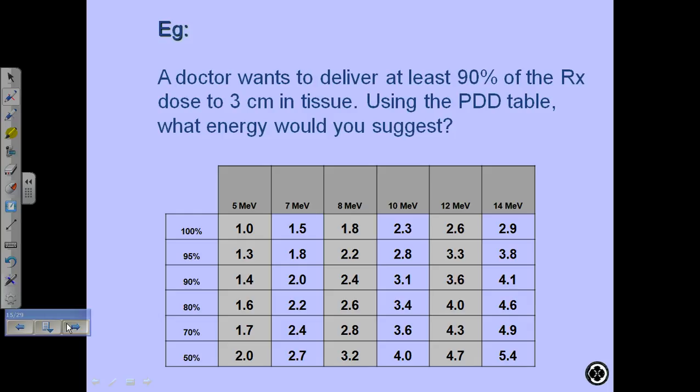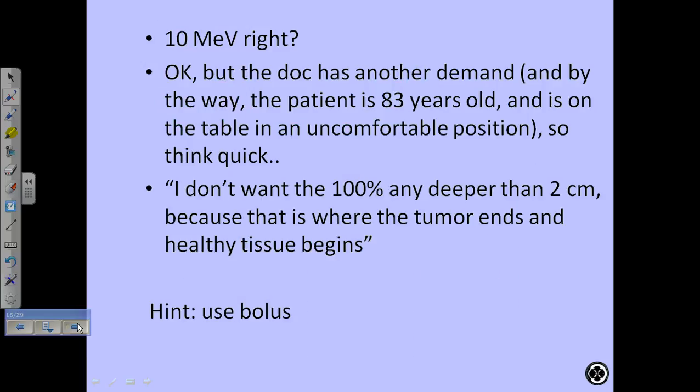A doctor wants to deliver at least 90% of the prescription dose to 3 cm in tissue. Using this table, what energy would you suggest? And 10? Everyone agree? He wants to give it to 3 cm. 10 goes to 3.1, just 1 millimeter deeper. Great, 10 MeV. But the doc has another demand. And by the way, the patient's 83 years old and on the table in an uncomfortable position, so think quick. This is realistic, real life.